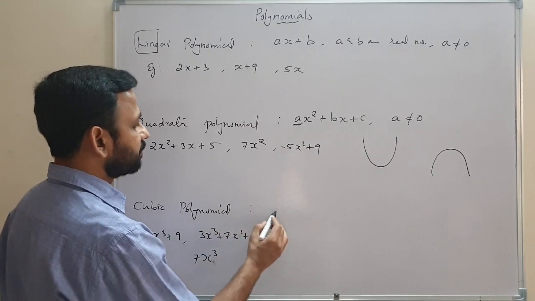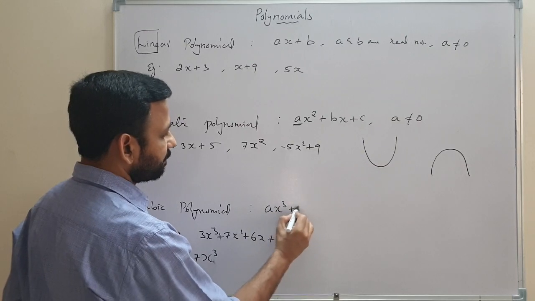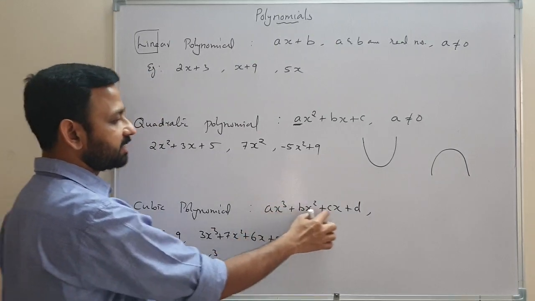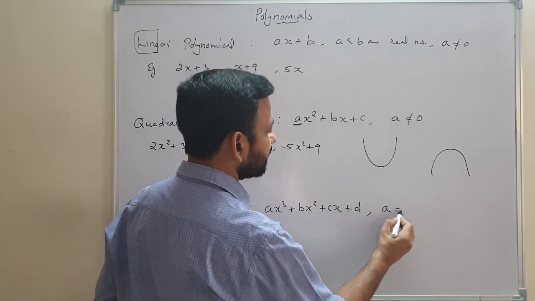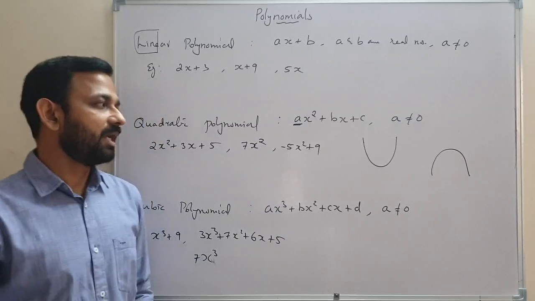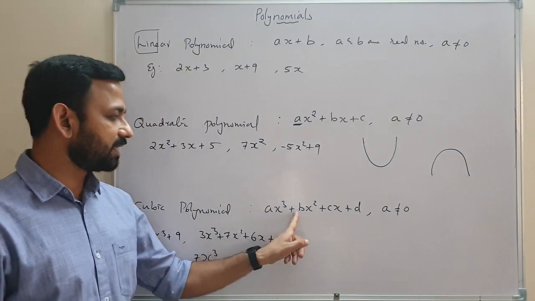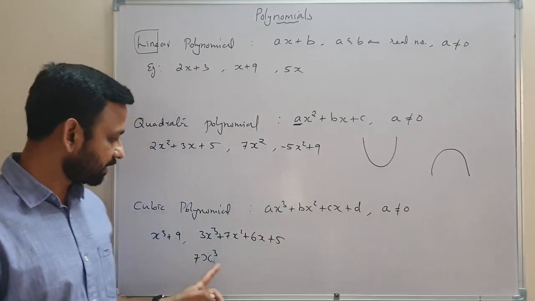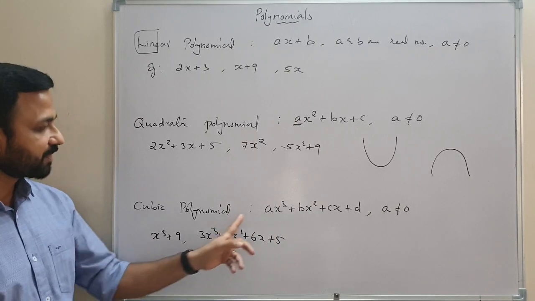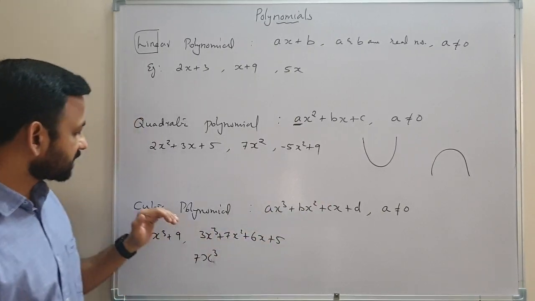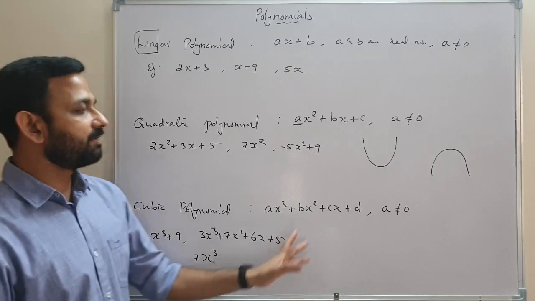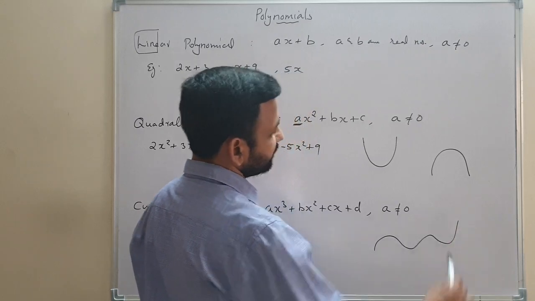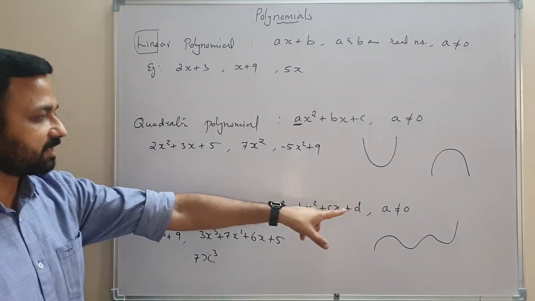So the standard form of the cubic polynomial is ax cube plus bx square plus cx plus d, where a, b, c, d are real numbers and a not equal to 0. If a equal to 0, then it will be a quadratic polynomial. But b, c and d can be zeros. Here b, c and d can be zeros, but a cannot be 0. So this is the standard form of cubic polynomial, and when we draw the graph of the cubic polynomial, we will get a different type of curve.